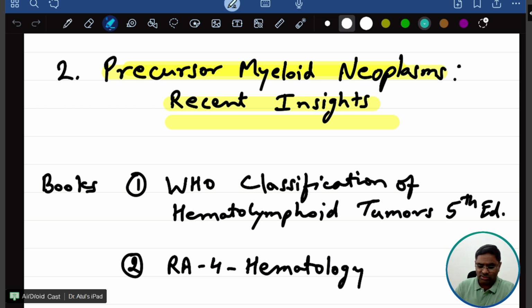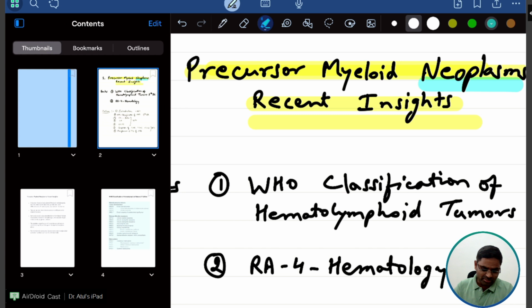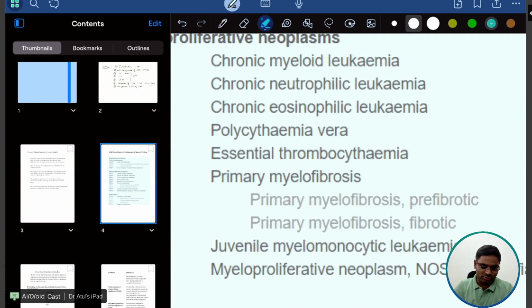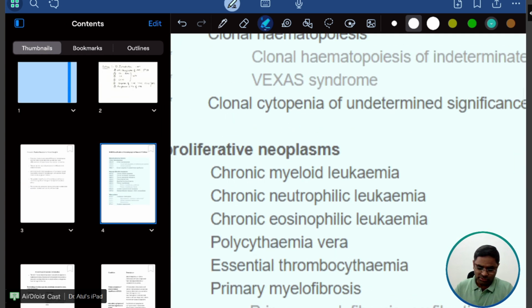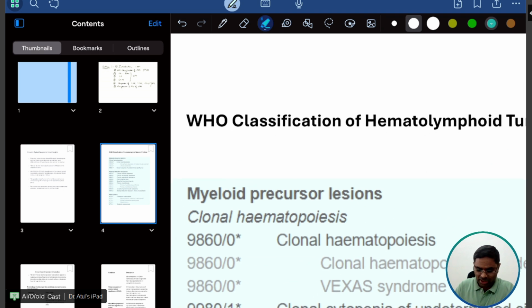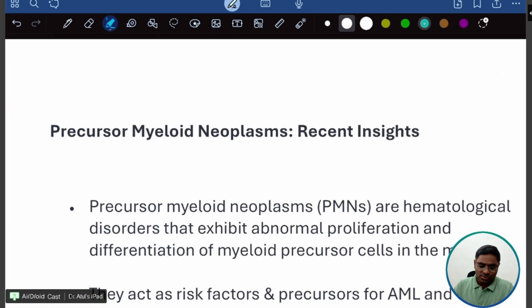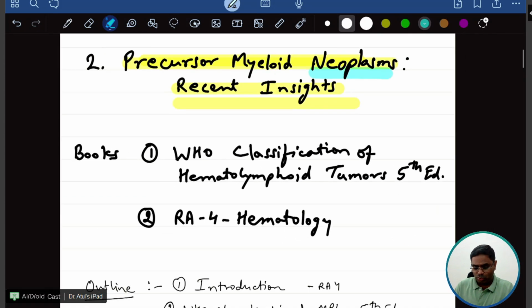Although I am a little bit uncomfortable using the term neoplasm in this chapter, it is what it is. Why do I feel so? Because as we will see in this chapter, these entities are not yet neoplasm. The same thing is also informed by WHO, as we will see later on that WHO uses the term myeloid precursor lesions. But anyways, I have prepared my notes from two books.